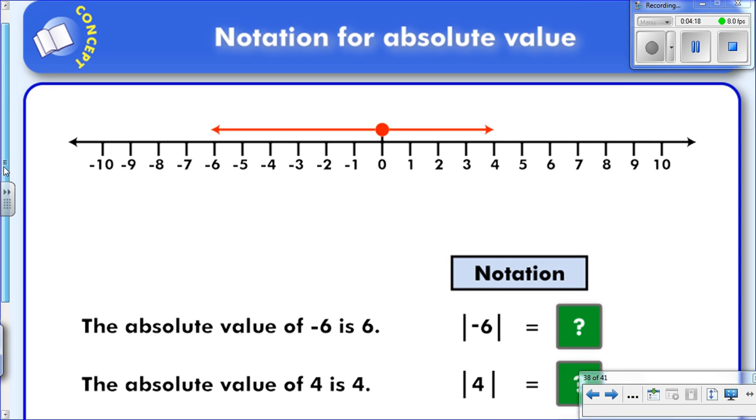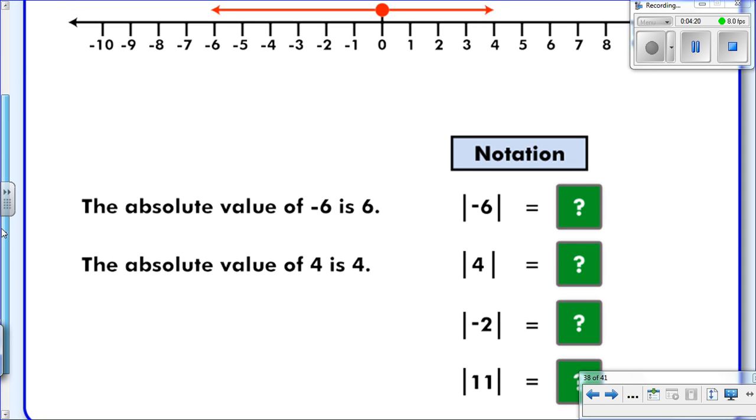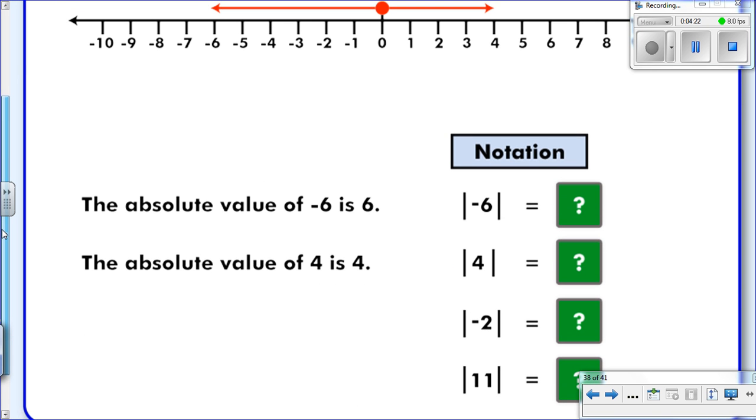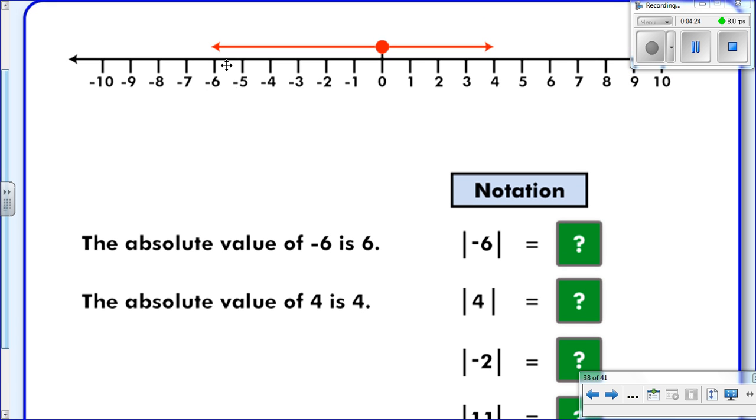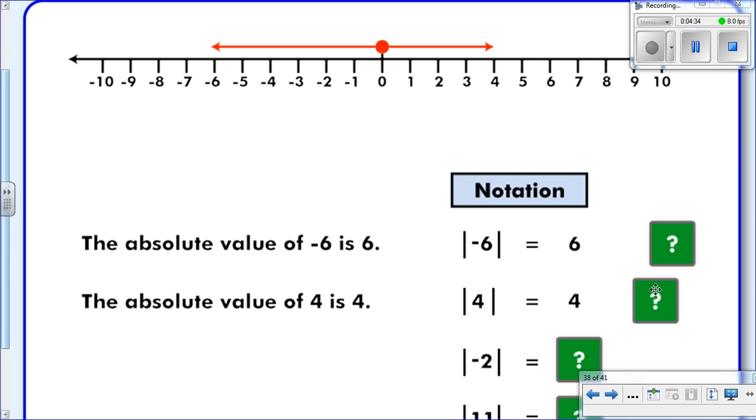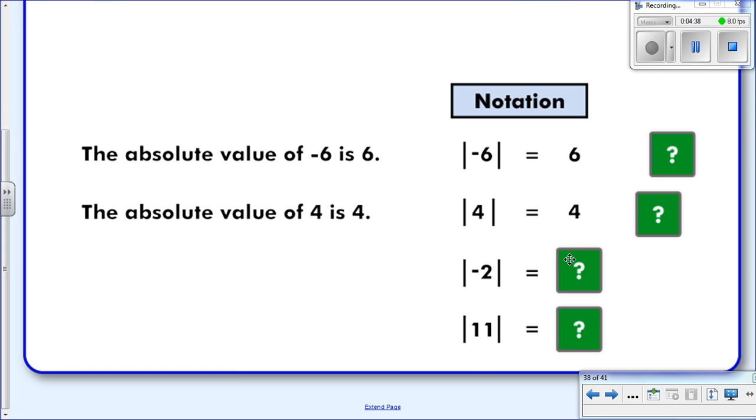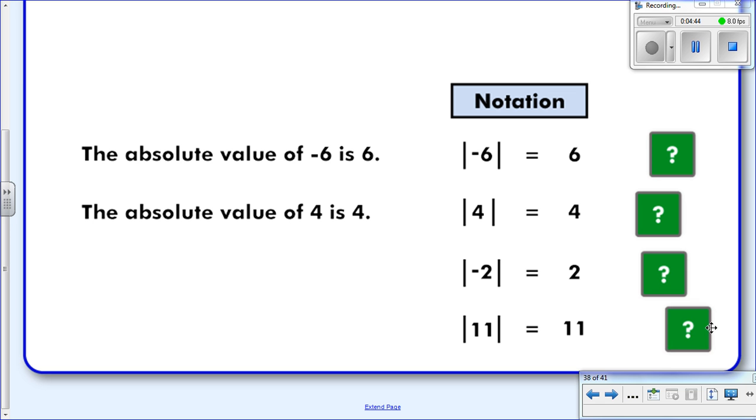So let's take a look at this. The absolute value of -6 is 6 because it's 6 units from 0. The absolute value of 4 is 4 because it's 4 units from 0. The absolute value of -2 is just 2 because it's 2 units from 0. And the absolute value of 11 is 11 because it's 11 units from 0.